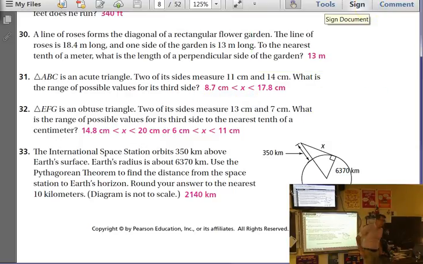Any other questions? Yeah. 30. We just did 30. Oh, sorry. No, we did 31. 30. A line of rows forms a diagonal. I understand. I don't know. I got it wrong. What is the length of a perpendicular side of the garden?